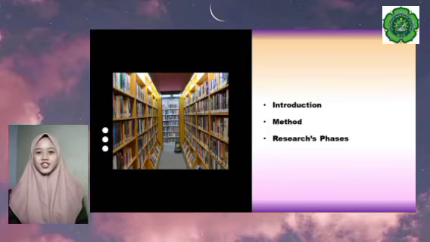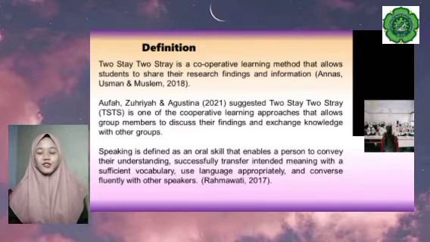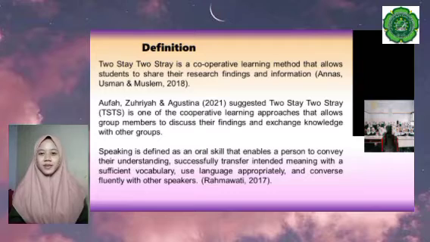The first is definitions. Two-Stay Two-Stray is a cooperative learning method that allows students to share their research findings and information. This definition is according to Anas, Usman, and Muslim 2018. Two-Stay Two-Stray is a group discussion in which students are divided into groups of 4, with the teacher assigning the same topic to each group.